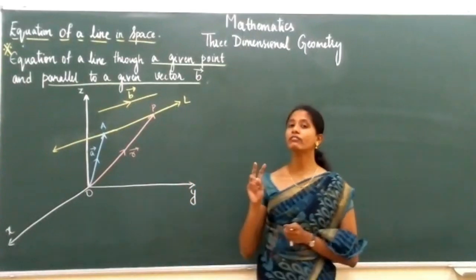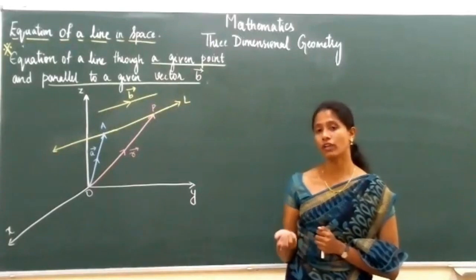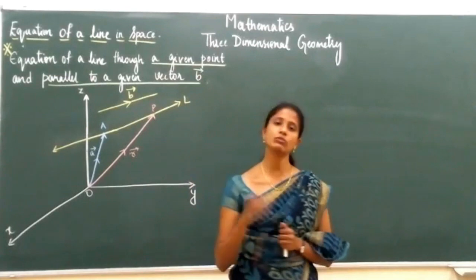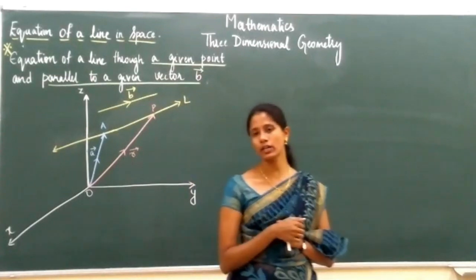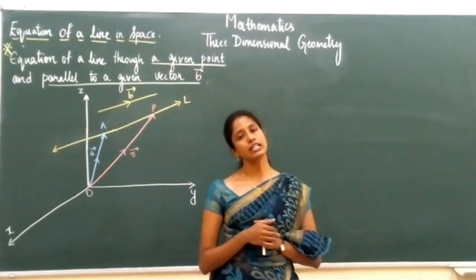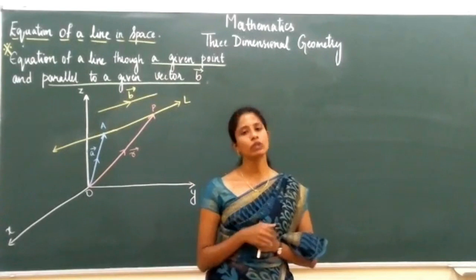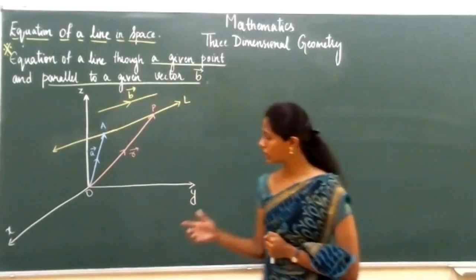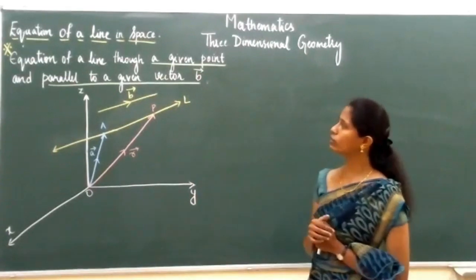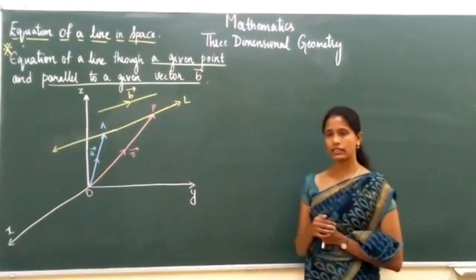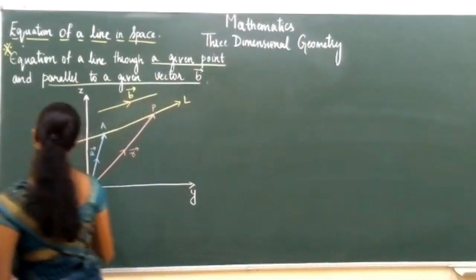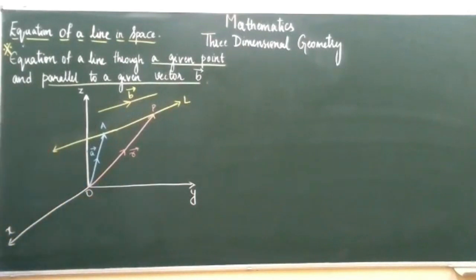Here we are learning two equations of a line. The first is the equation of a line which passes through a given point and is parallel to a given vector. The second, which we will learn in the next class, is the equation of a line passing through two given points. In today's class, let us study the equation of a line through a given point and parallel to a given vector. This is very important, and it will be asked for 5 marks.